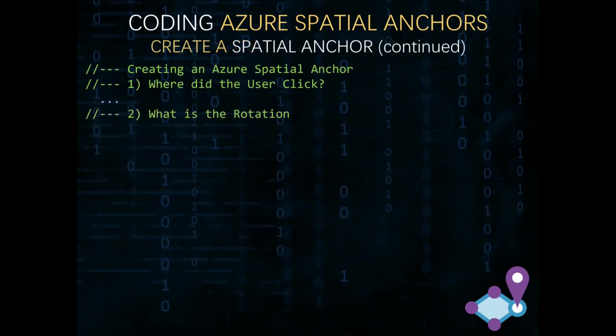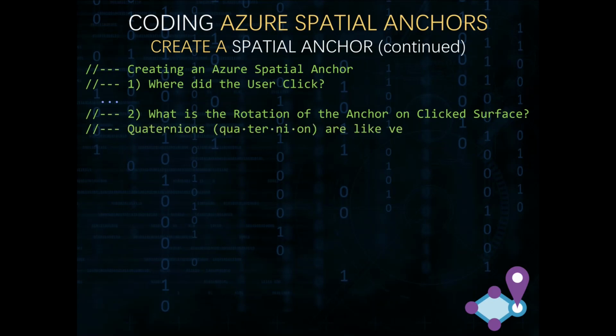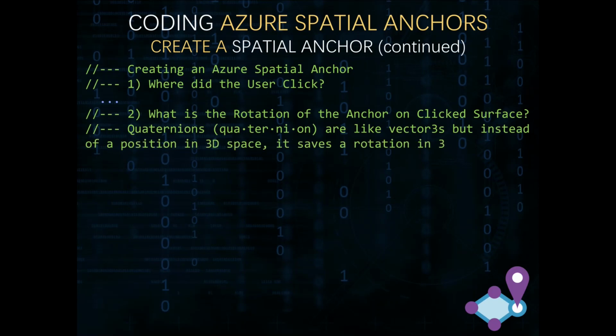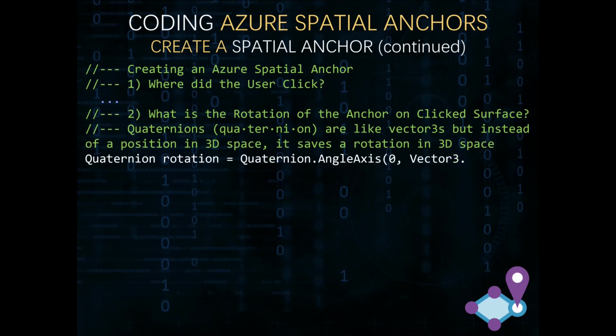So next, what is the rotation of the anchor clicked on the surface? This is something I've learned through Splat. It's called a quaternion. Like 3D vectors, but instead of being a position in space, it saves the rotation of that object, how it's rotating throughout space. So I create a quaternion. Again, that's your word of the day. You can always say, what did you learn at Visual Studio 2019? I learned what a quaternion is. And everyone goes, well, wow, you did a good job. So add that to your resume.